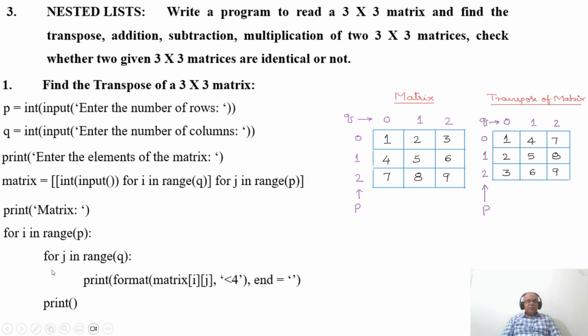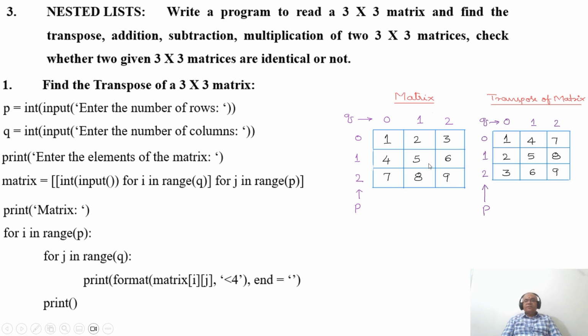Then again it goes to the increment, 2 plus 1 becomes 3, 3 is less than 3, the condition is false. So it comes out of this loop and comes to the print function here. The moment it sees the print function, the cursor goes to the next line. Then again it goes back, for i in range, i is taken as 1. Then j will be 0, 1, 2: 1 0 is 4, 1 1 becomes 5, 1 2 becomes 6. Again it goes back and takes the increment, 2 plus 1 becomes 3, 3 is less than 3, so the condition is false.